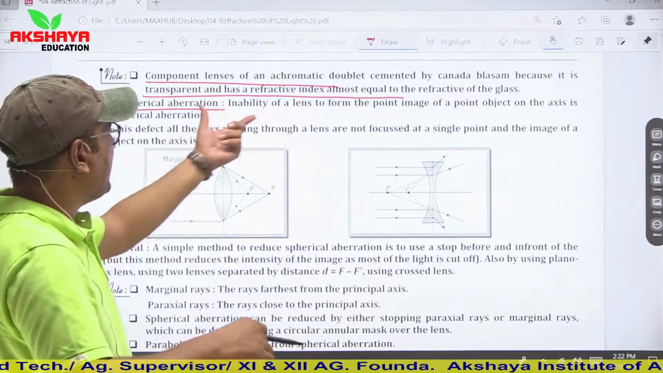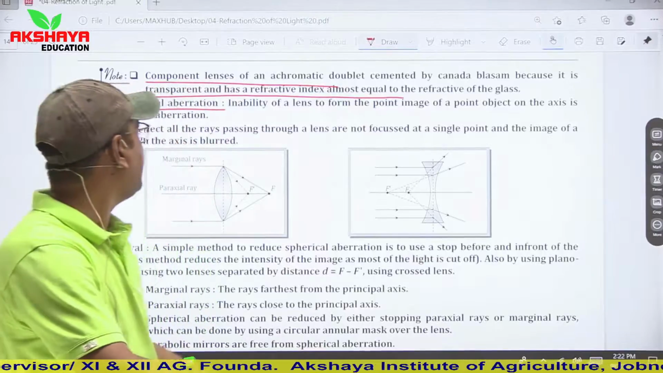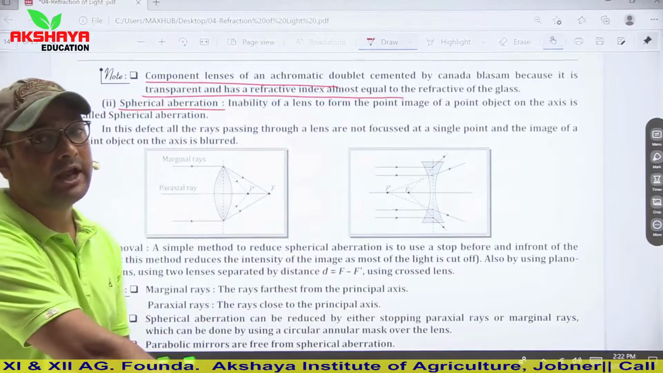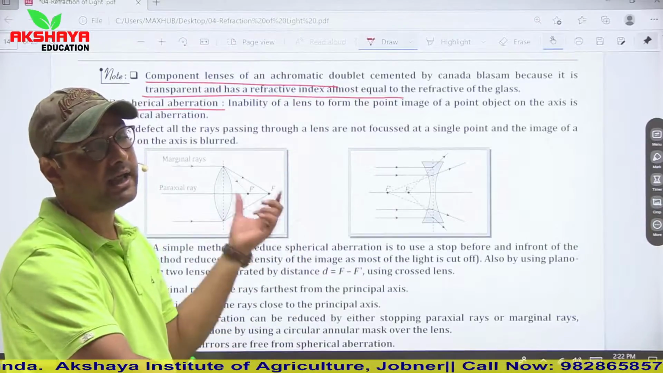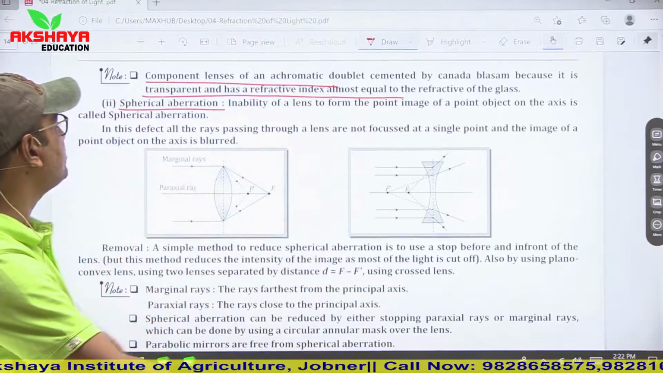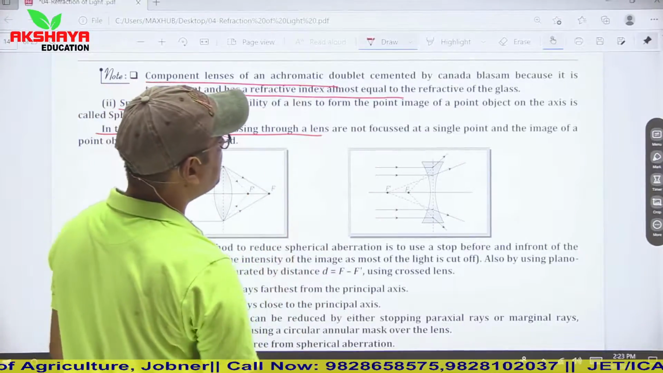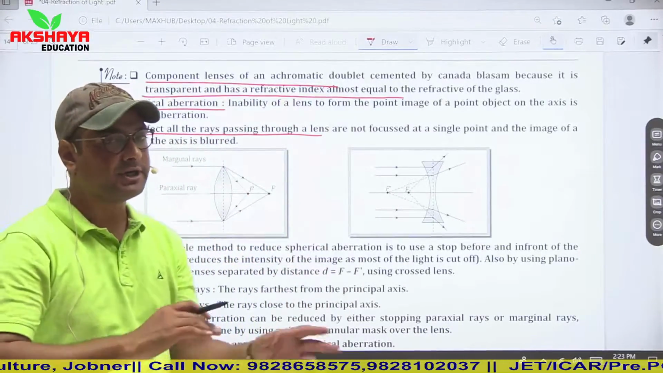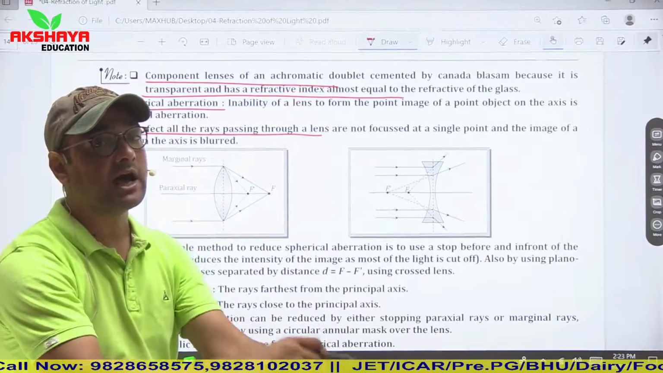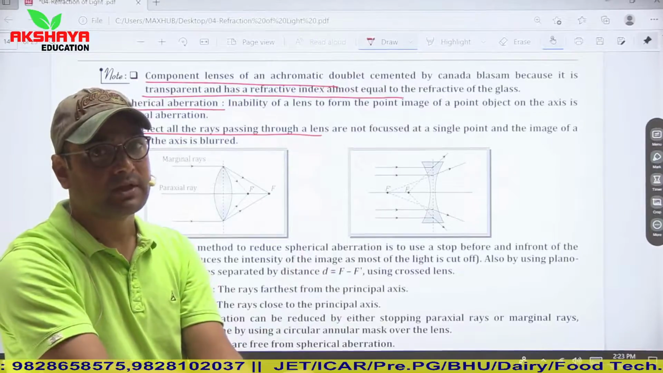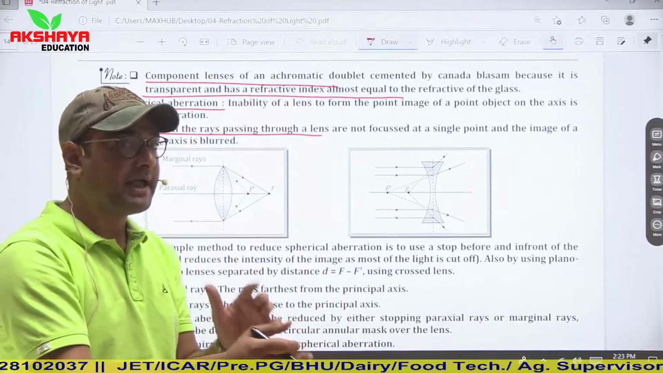Spherical aberration means the inability of a lens to form a point image of a point object on the axis. It means we generally do not get a point image of a point object on its axis. In this defect, all the rays passing through a lens are not focused at a single place, because all the light rays coming parallel to the principal axis are not focused at a single place. It is generally defined based on marginal rays and paraxial rays.